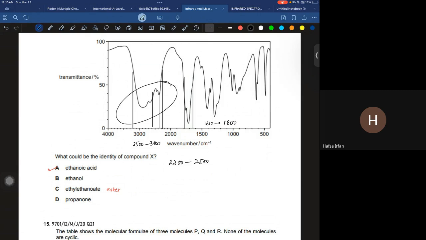The biggest hint you get from here is that this is the carboxylic acid, and it is your only such option. Option B is alcohol. In alcohol you will never see the peak at 1700, because in carboxylic acid you have carbonyl. So this peak confirms the presence of carboxylic acid. If this carbonyl peak were not there, I would never say this is carboxylic acid, because in carboxylic acid you have C double bond O and then OH.